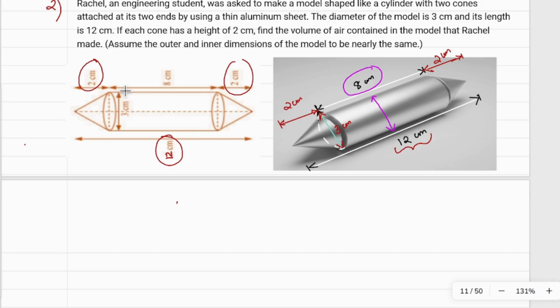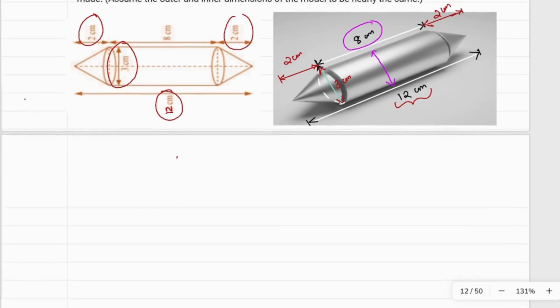Along with that, they have given the diameter equal to how much? Diameter of the cylinder equal to 3 centimeter. The diameter of the cylinder is the same as that of the base circular region that is formed in the cone, right? The cone has a base circle, right? That diameter is equal to the diameter of the cylinder too. That means that value as well as the diameter of the cylinder is going to be equal to 3 centimeter. Right? Now let's start doing the question.